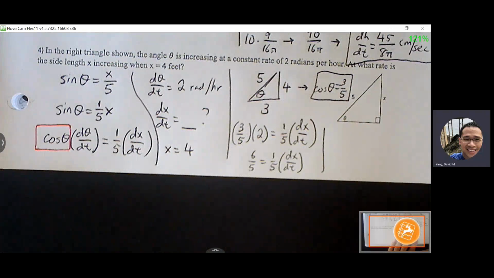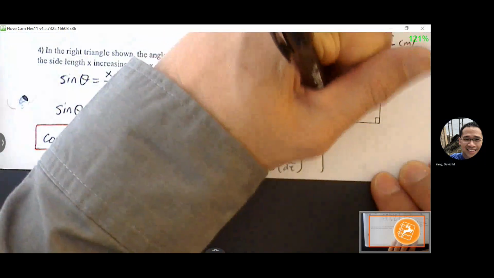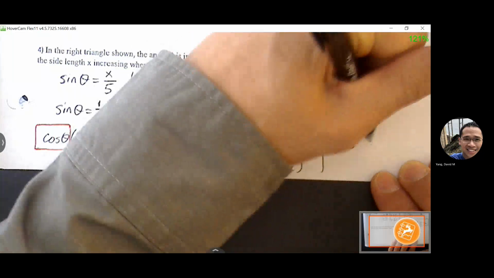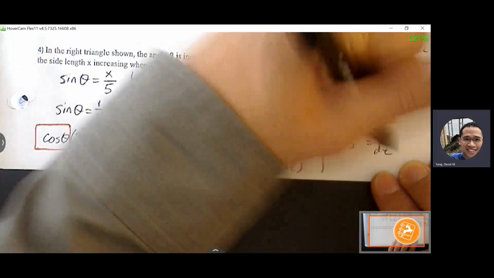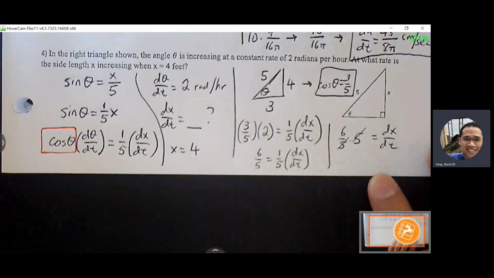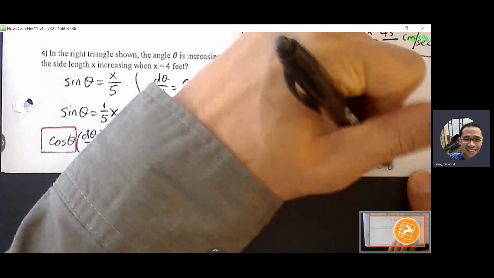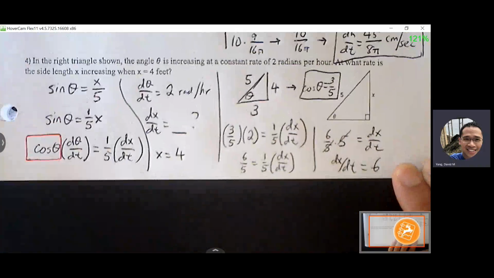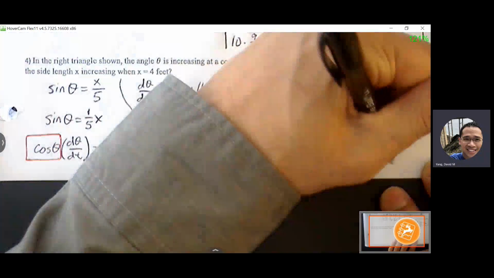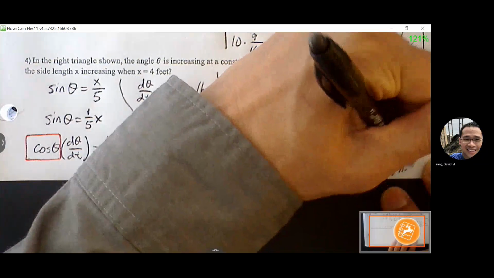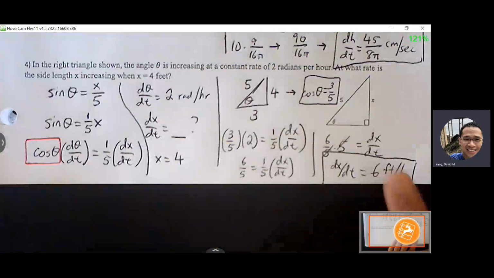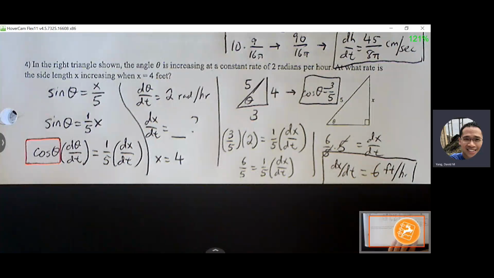Okay. 3 times 2 is 6. 6/5 equals 1/5 dx/dt. Divide by 1/5, the same thing as multiplying by 5 on the other side. The 5's reduce. dx/dt is just 6. And what's my unit of measure for dx/dt? Feet per hour, yeah. If for some reason you're looking for d theta/dt, then it's always going to be radians per time unit. Never degrees, radians per time unit.